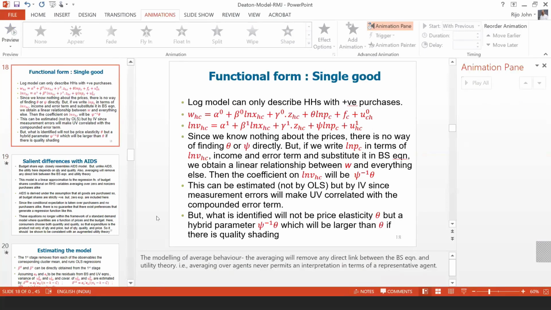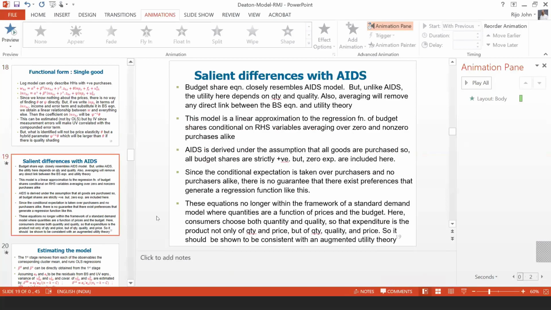Whereas the log unit value equation, the second equation, will only have information from households who make the purchase, because you have a logarithm of unit value only for those who make the purchase. So both these equations will have different sets of observations. The first budget share equation will have all households in the survey, those consuming and not consuming the particular commodity of interest, whereas the second equation will only have the positive consuming households. Since the conditional expectation is taken over purchasers and non-purchasers alike, there is no guarantee that there exists a preference that generates a regression function like this.